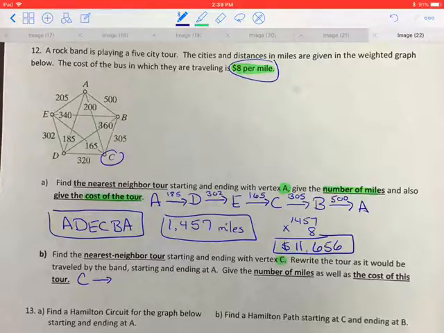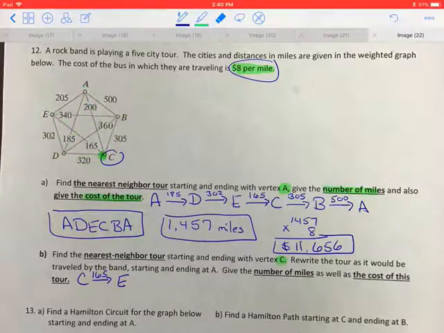Okay, so I've got several options. From C, I can go 4 directions. So I want to find the one that is the cheapest. It looks like the cheapest thing to do is to go to E. Sorry, I didn't change that. And that's going to be 165.